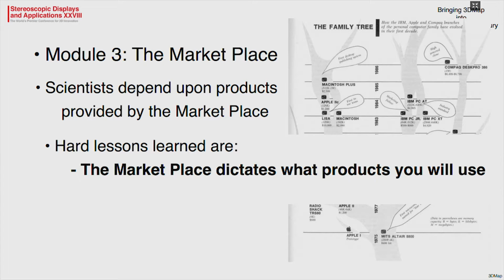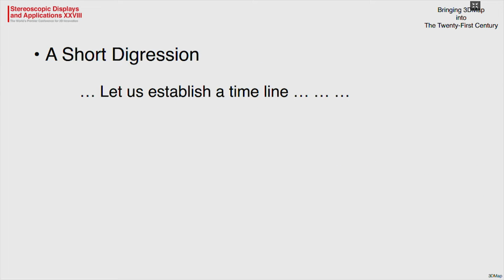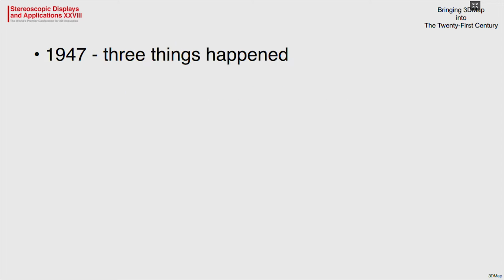So I had this little revelation in 1984. The marketplace dictates what products you will use. The marketplace dictates what products will survive. Because you can't run around building computers or writing compilers and this sort of thing because you want to do science. So let's establish a timeline to get an idea of this marketplace.